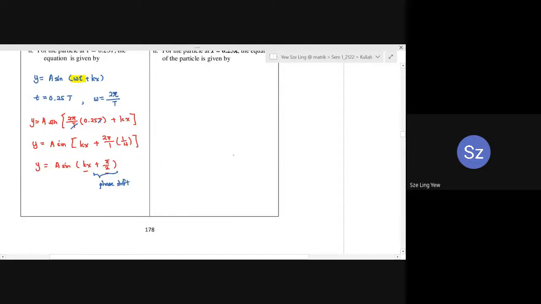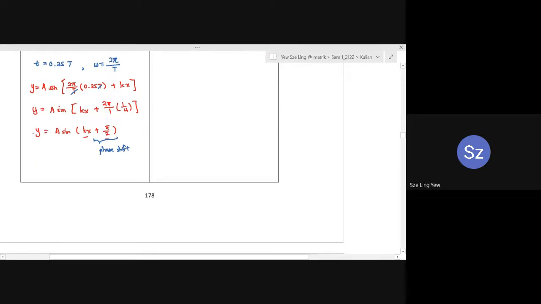Because in this chapter, we are looking at progressive waves, the wave that is moving. So we see how much it has moved at time t equals 0.25 capital T when compared to the initial position, when compared to t equals 0. Now I'm going to sketch a graph, but now we're going to look at phase shift. So let us begin with a graph without phase shift first, without pi over 2.